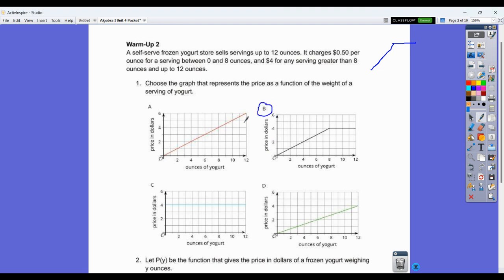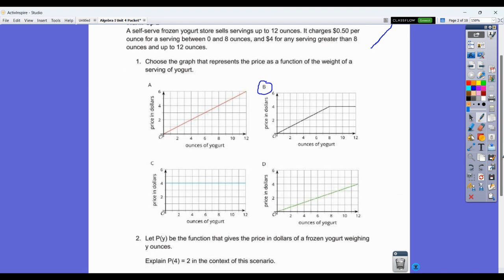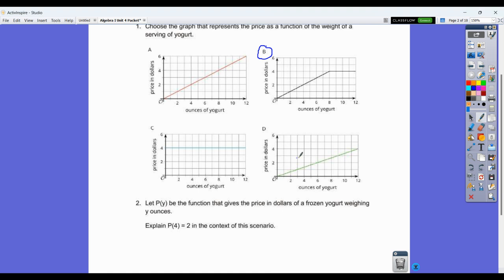In graph A, this would be as if it was charging us 50 cents per ounce all the way to 12 ounces. Letter C would be as if it charged us $4 no matter how many ounces we had. So even if we had 1 ounce, it charged us $4. And then letter D down here is actually charging us less than 50 cents an ounce, and it is just working up to where it'd be $4 at 12 ounces. So that one is not correct either.